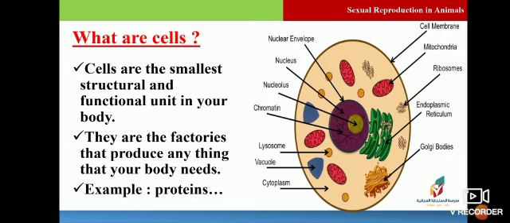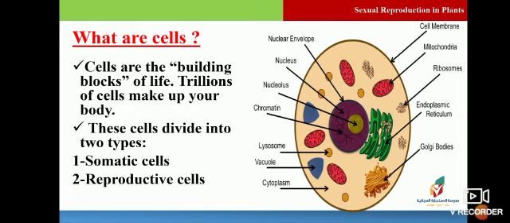This DNA is arranged in the form of chromosomes. These chromosomes carry the traits and characteristics that appear on your body. So, these cells are the smallest structural and functional unit in your body. They produce anything that your body needs. If your body needs a protein, these cells will produce proteins. If your body needs hormones, these cells will produce hormones, etc. So, these cells are the building blocks of life. Trillions of cells make up your body.